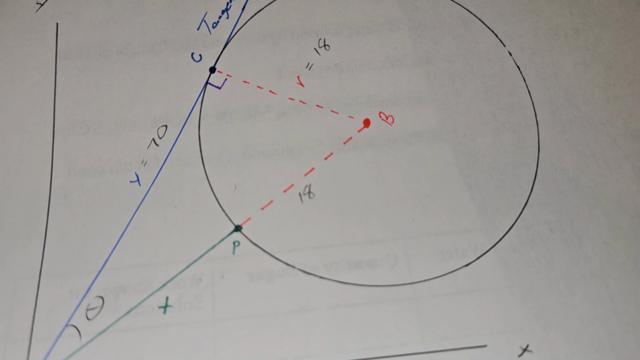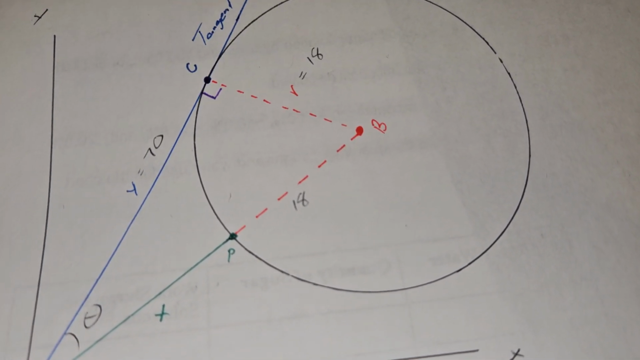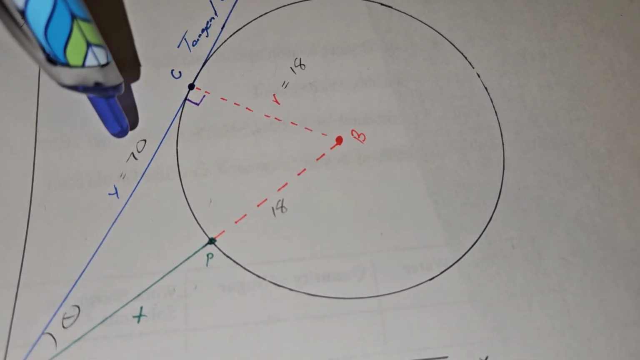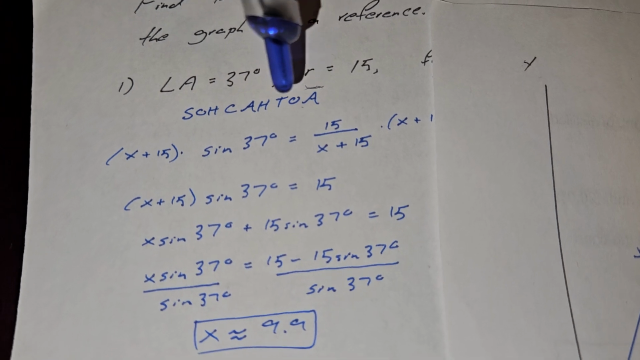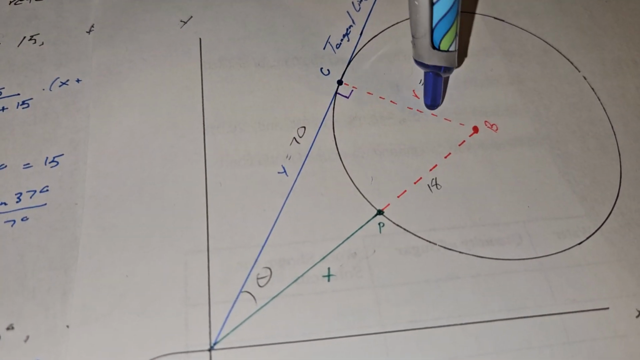That translates to tangent, right? We're going to use tangent because these two values are already known to us. Tangent is opposite over adjacent. Remember your SOHCAHTOA: tangent, opposite over adjacent. Opposite of this angle is 18, adjacent is 70. So let's go ahead and use tangent.